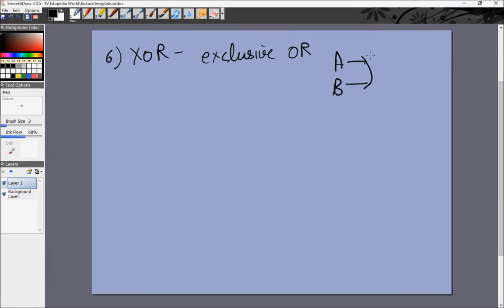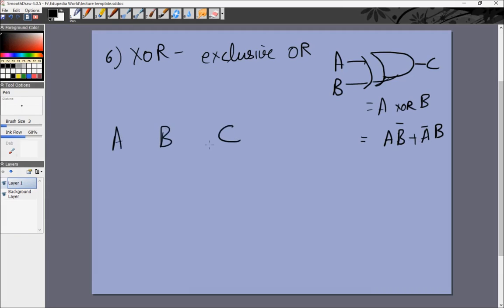It's like the OR gate, but there's a curve before the OR gate as well, and this is C. There's no specific symbol for it. It is sometimes written as A XOR B, but it is equivalent to A B bar plus A bar B. So A and not B, or not A and B. Let's see what the truth table would be.